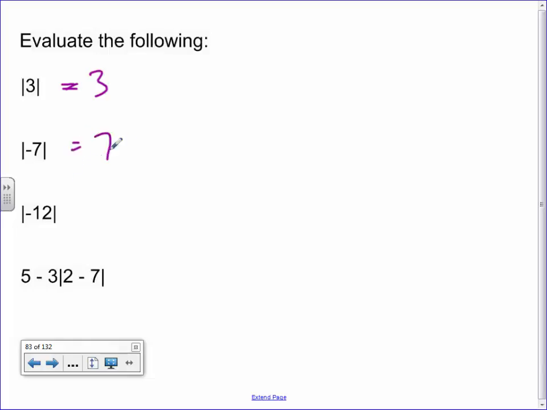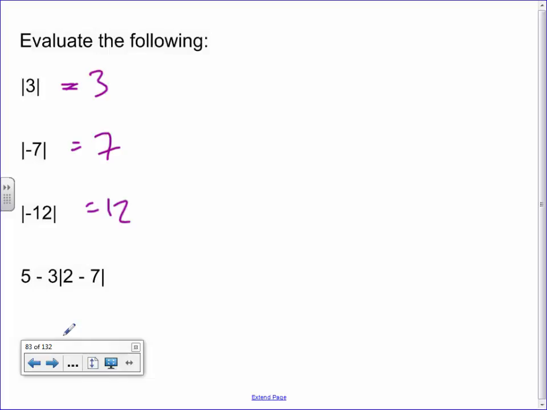This one will be 7. If-then statement: if positive, leave positive. It wasn't positive. Okay, well then what? If negative, add an extra negative. Two negatives made it positive. So this will be 12.